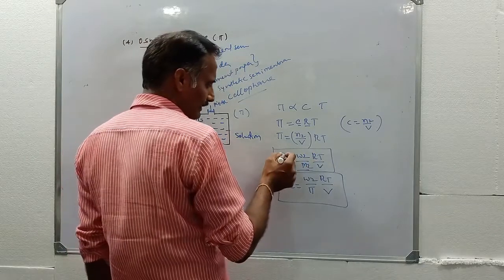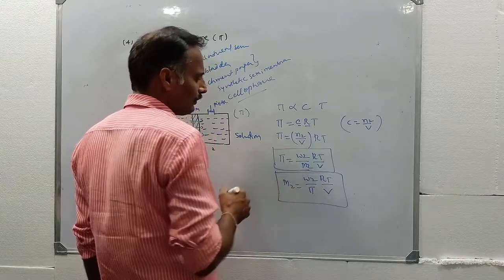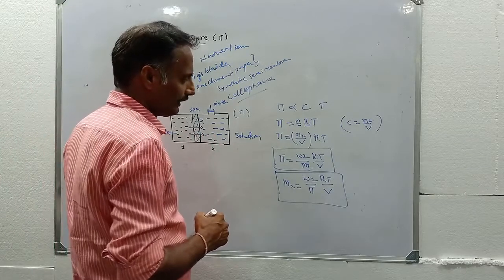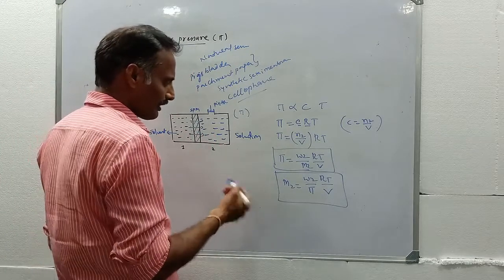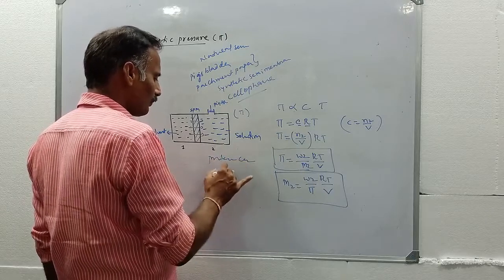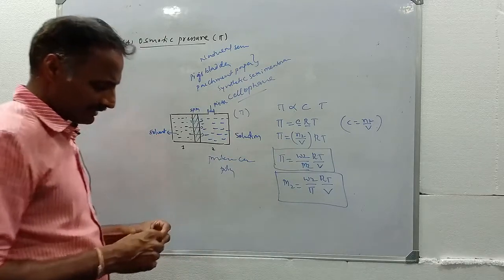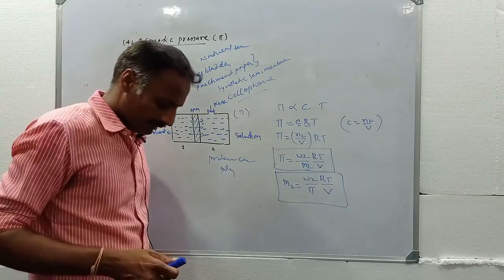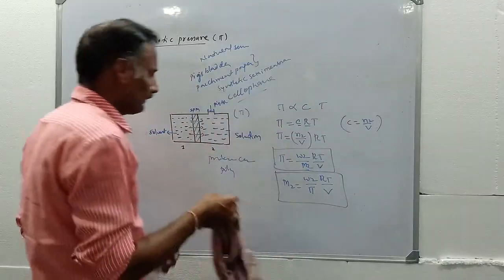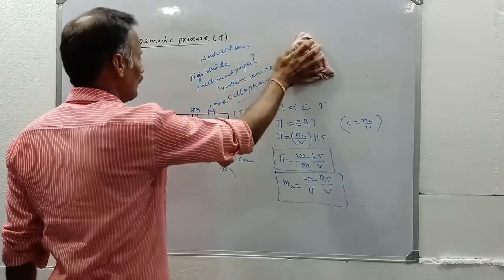Osmotic pressure is the best colligative property. It is used to measure the molecular mass of biomolecules like proteins, carbohydrates and polymers. This is the best technique used for calculating the molecular mass of large biomolecules. So this is about the osmotic pressure expression. What is osmotic pressure?